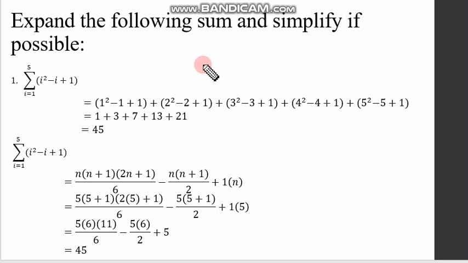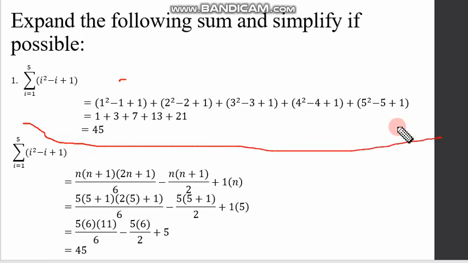So, expand the following sum and simplify if possible. The sum of i squared minus i plus 1 from i equals 1 to 5. We can do it manually, listing all the terms. We start at i equals 1.